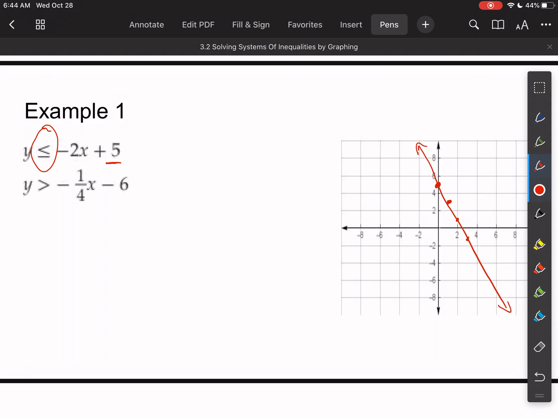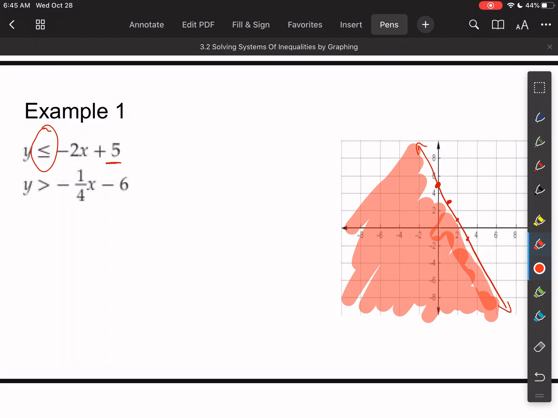And then I'm going to shade. This is saying that y values are less than this line. If they're less than, they're underneath. So it's going to be all of this stuff. This isn't perfect here, but that's my answer to the first part.